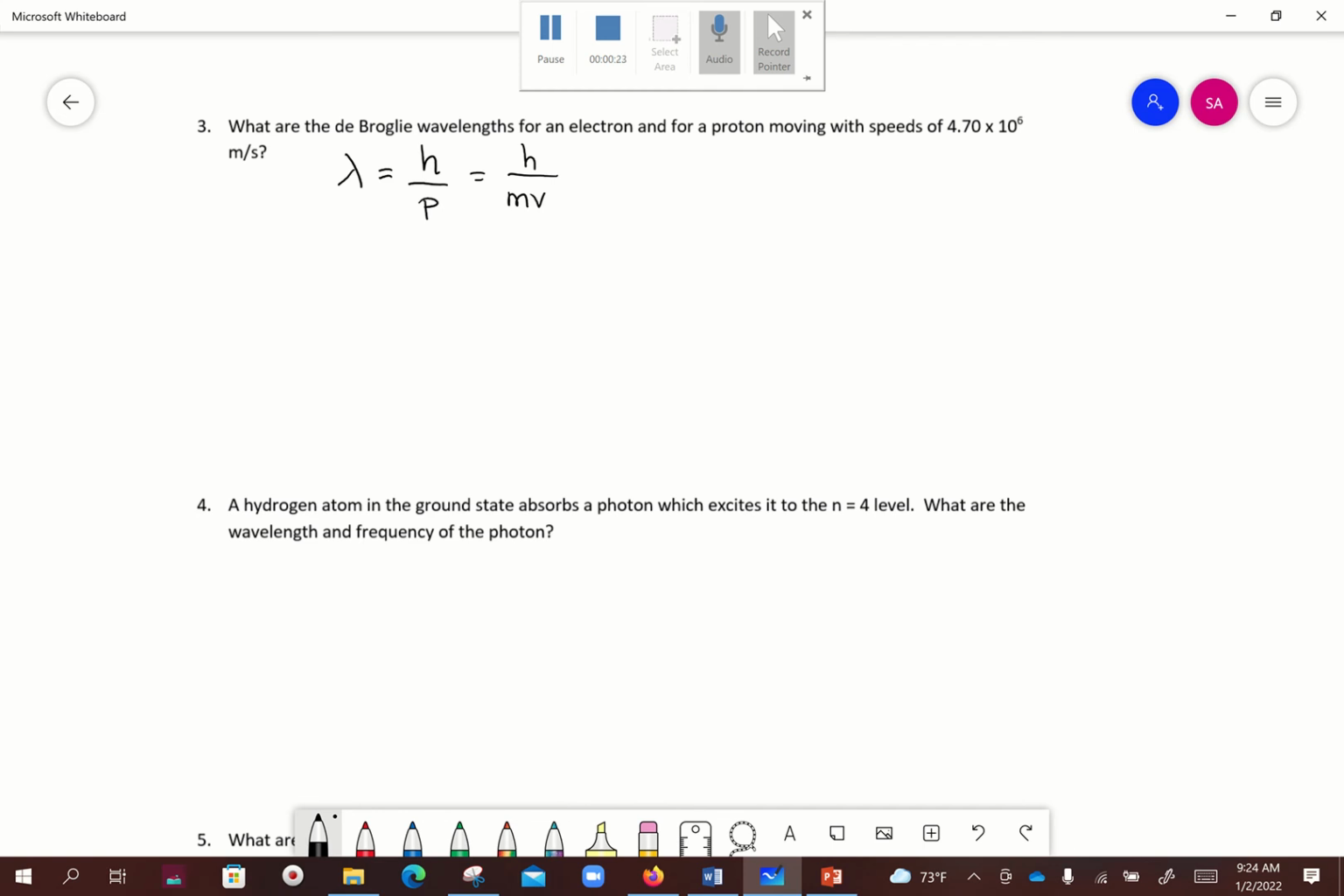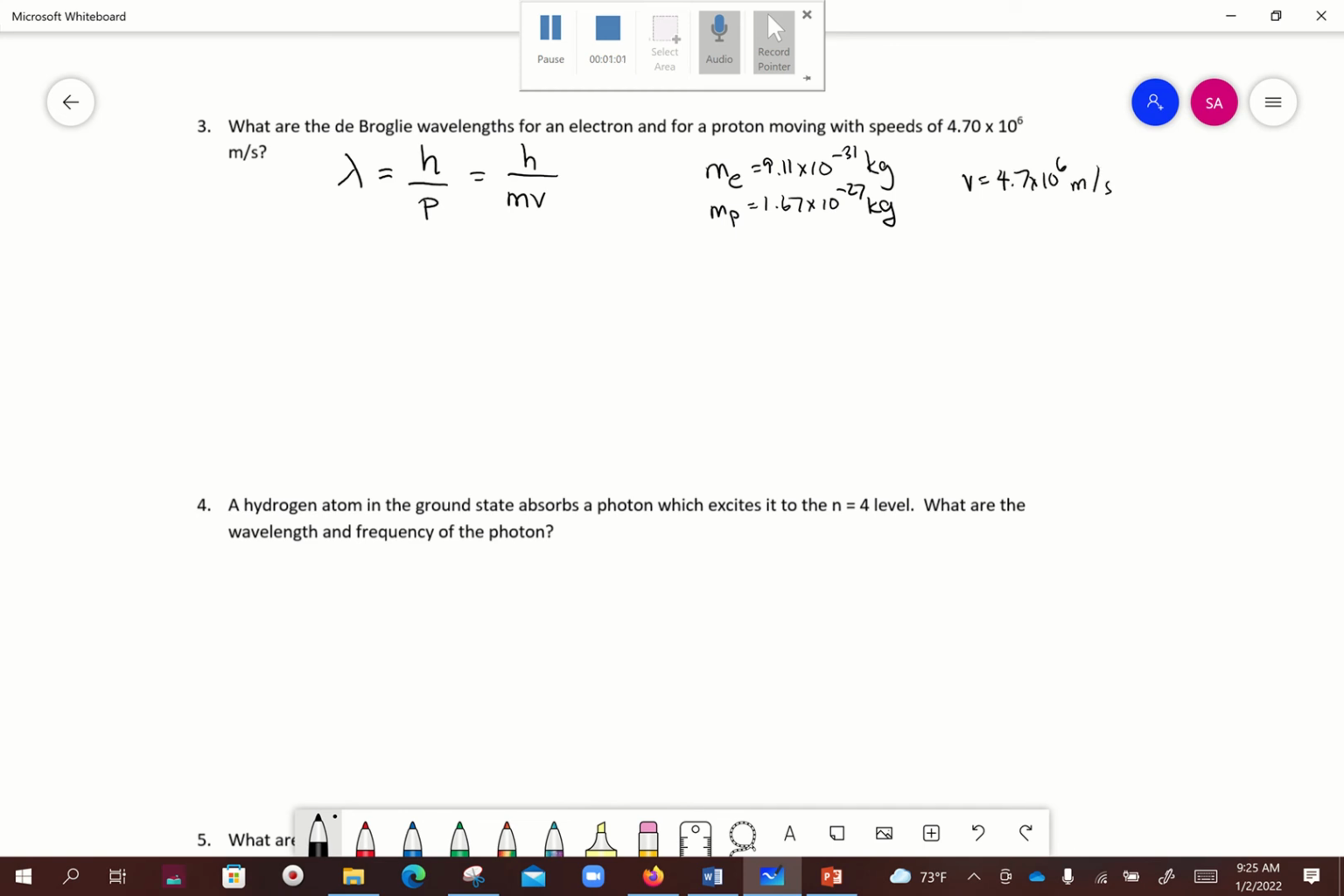We know the mass of the proton, and we have an electron. We know the mass of an electron, and they're moving at a speed of 4.7 times 10 to the 6 meters per second. Right, so we know the mass of an electron is 9.11 times 10 to the minus 31 kilograms. Mass of a proton is 1.67 times 10 to the minus 27 kilograms. And the speed of both of them is 4.7 times 10 to the 6 meters per second.